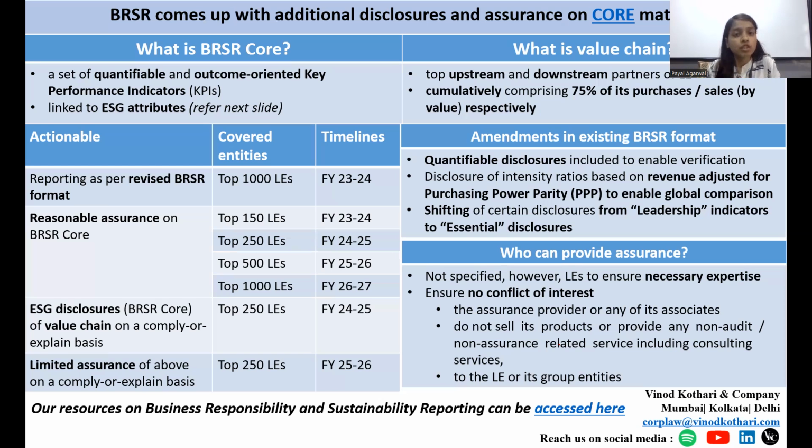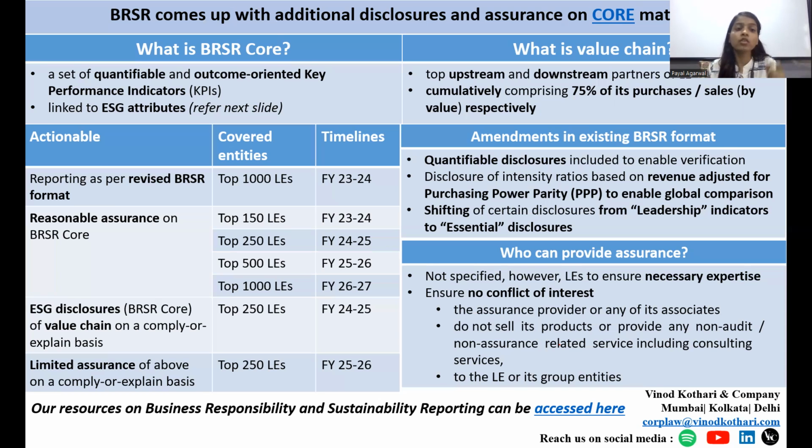But when it comes to essential indicators, these are those disclosures that a listed entity which is mandatorily required to comply with BRSR is required to report on. Okay. Apart from these, certain disclosures of intensity ratios are now based on revenue adjusted for purchasing power parity. This has been done to ensure global comparison with sustainability reports of other companies which are operating in countries around the world. So this is what the revised BRSR format is.